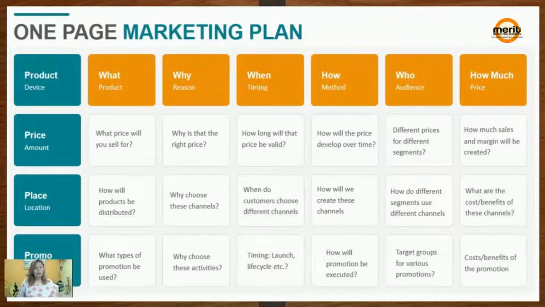Will we have a food cart, for example, that's just a coffee station on the corner in one of the busy neighborhoods? Will we have a drive-through? Could we possibly look at having this at the gas stations and convenience stores? Why would you choose those channels over other channels? And when do the customers choose those different channels?